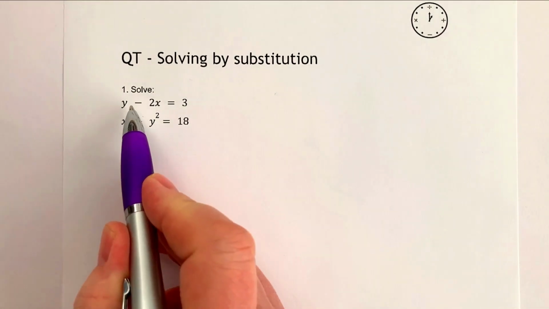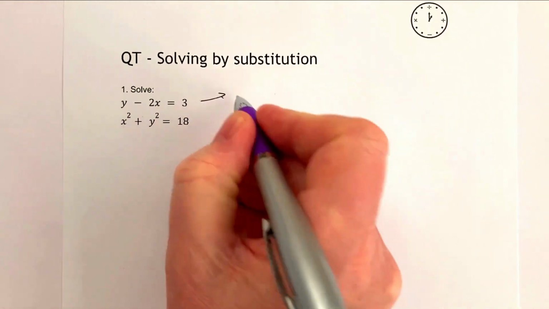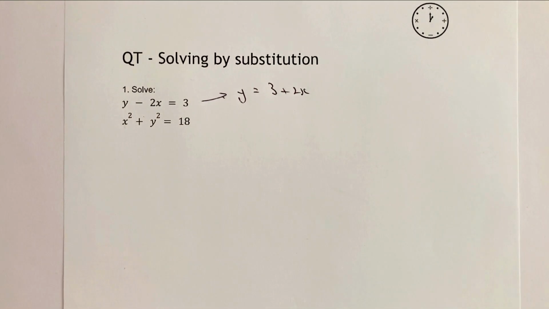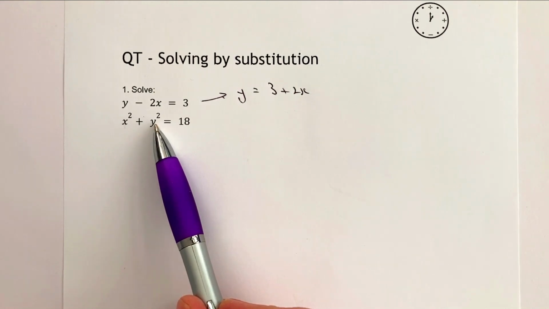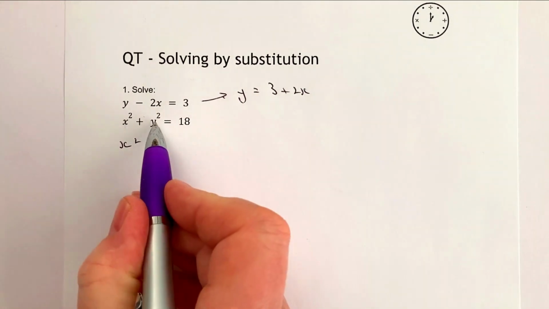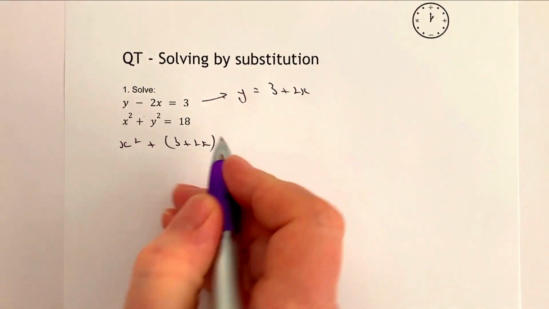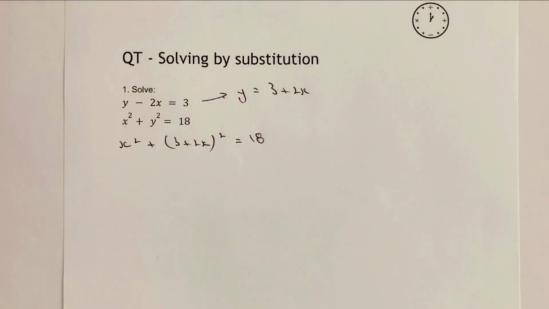So the first thing is that unfortunately I've got y minus 2x equals 3. So what I can do is change that to y equals 3 plus 2x, and that gives me a value of y that I can then substitute into this equation. So what I end up with is x squared, and then rather than writing y squared, I'm going to write (3 plus 2x), don't forget it's squared, equals 18. And then really it's just a case of solving for x.